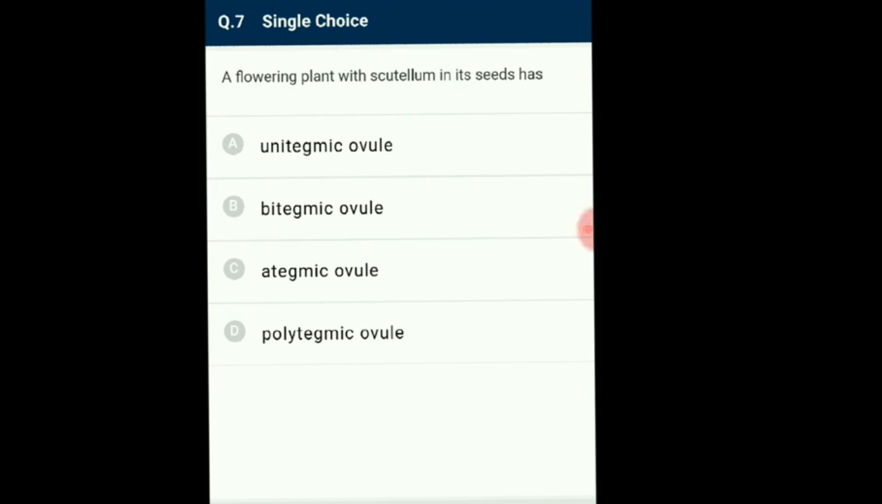crassinucellate type of ovule. Then a single layer nucellus is seen in the tenuinucellate ovule. It is seen in the members of the gamopetalae group. So the correct answer for this question is bitegmic ovule. A flowering plant with scutellum in seeds has a bitegmic ovule. So the correct option is B.